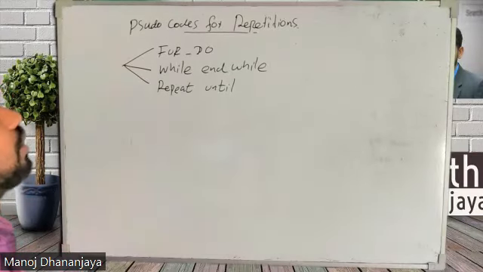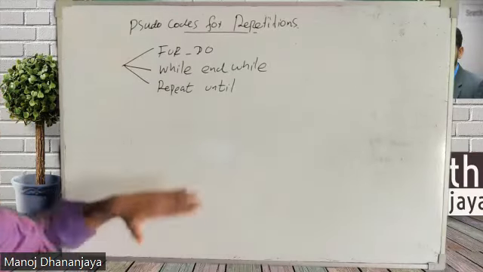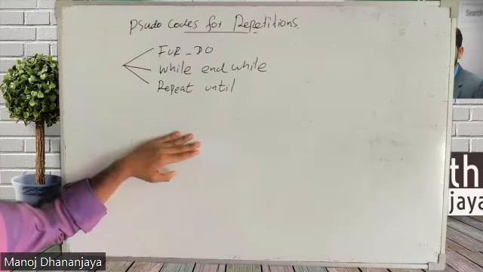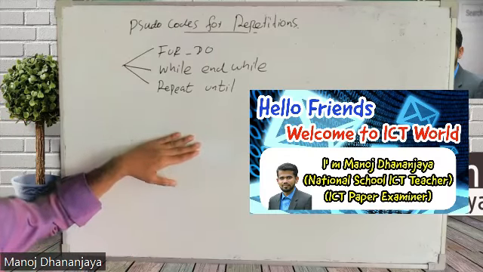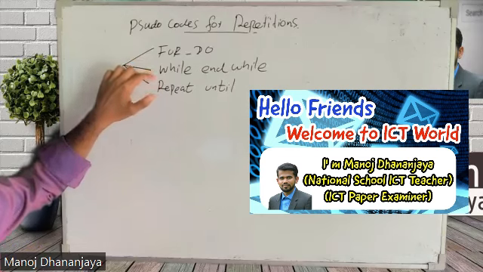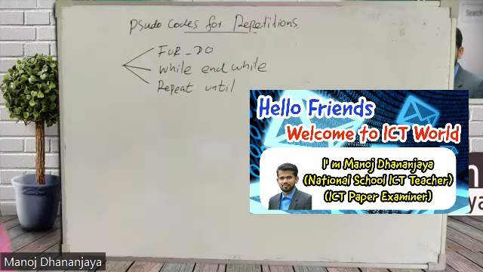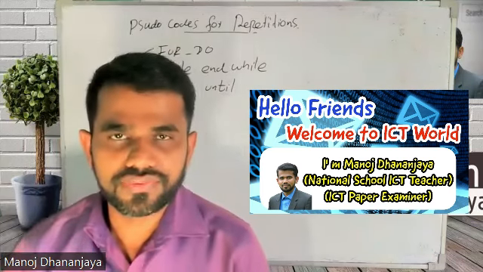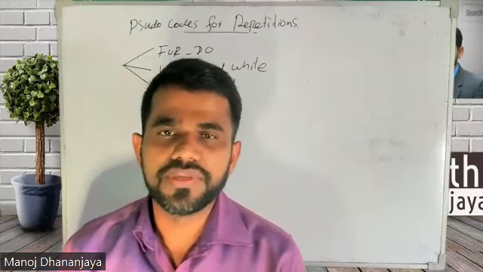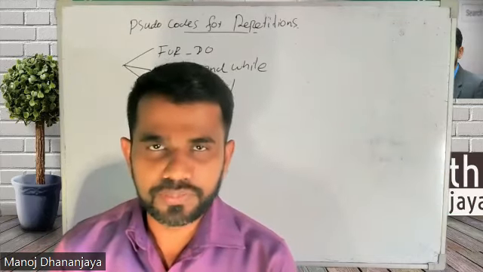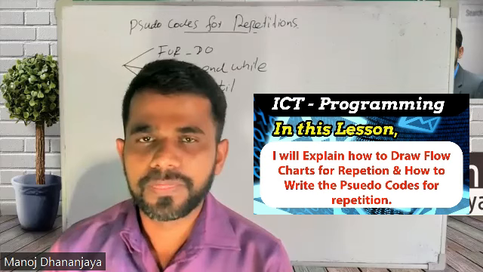Right. Then our topic today is how to write the pseudocode for repetition. There are three structures for pseudocode for repetition: for do, while, and repeat until. Because there are three structures, there should be differences between them. When you are talking about repetition, there can be repetition in different situations. Some types of repetitions are there.